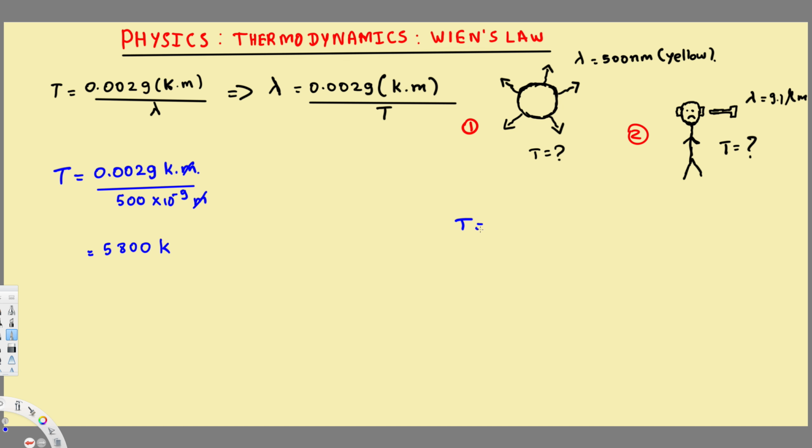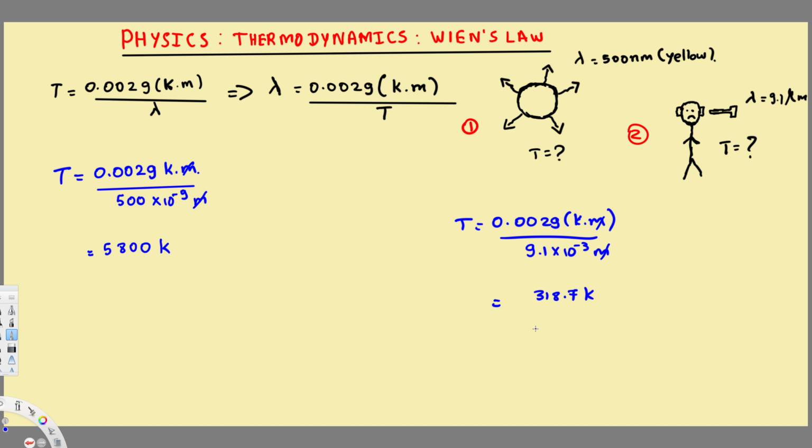So this is going to be 0.0029 Kelvin meter divided by lambda, that is 9.1 times 10 to the power minus 3 meter. Here meter cancels, and finally we get 318.7 Kelvin. Now to convert this into Fahrenheit, first we have to convert into degrees Celsius, then Fahrenheit. That way it's easier, right?